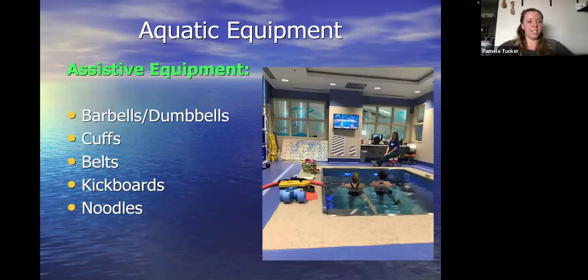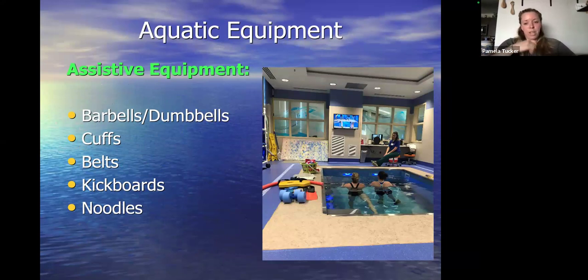Listed here, you'll see some different equipment that we use in the pool. Things that assist movement can include barbells, cuffs, belts, kickboards, and noodles, and you can see those lined up on the side of the pool there. Pictured is also an example of what a therapy pool might look like.